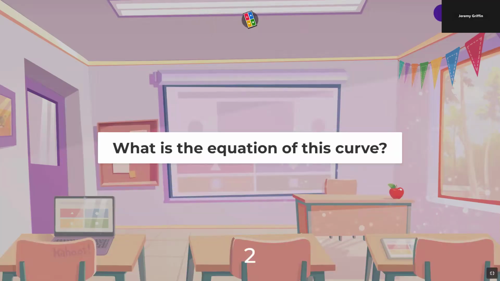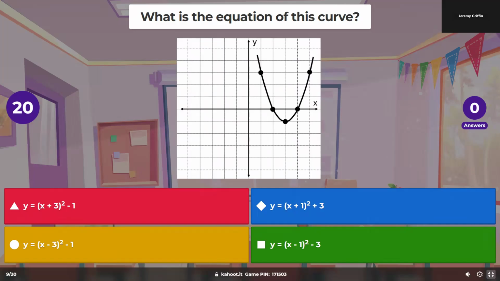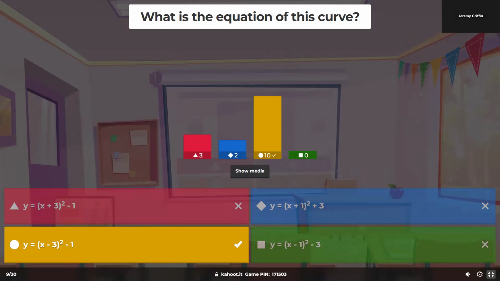Equation of this curve. Right 3, down 1. How do you go right 3, down 1? You can test it too. It's about 10 seconds. You test the vertex, test one of those points. Look at you guys go.